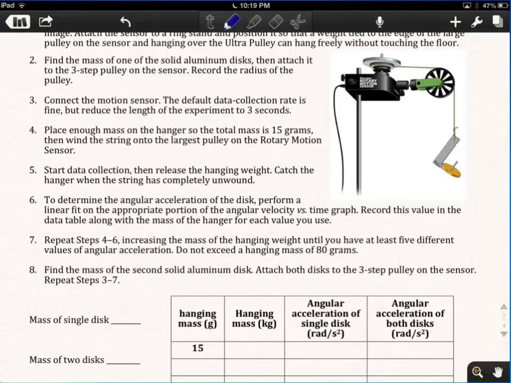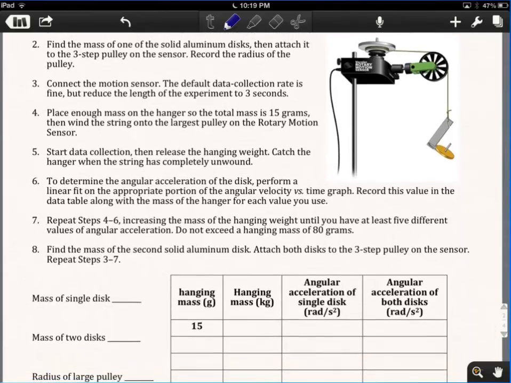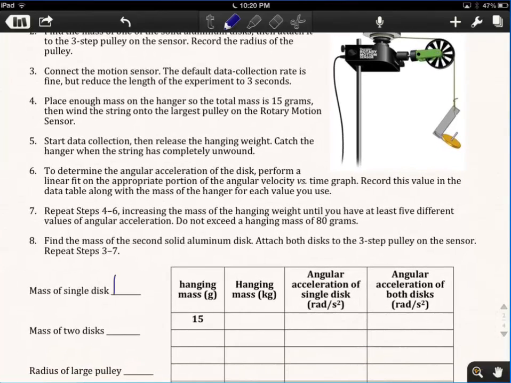Okay. Now, it says define the mass of one of the solid aluminum discs. Well, a single disc has a mass of 106 grams. The two discs is 212 grams. Place enough mass on the hanger so the total is 15 grams. Then wind the string onto the largest pulley on the rotary motion sensor. Start data collection. Then release the hanging weight. Catch it before the string completely unwinds. That way, you don't have to try to lock the string back onto that pulley. But you do want to have data collection occurring while the mass is dropping, while it's accelerating down.